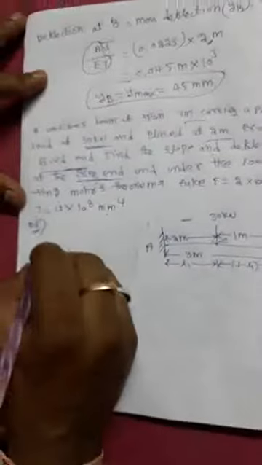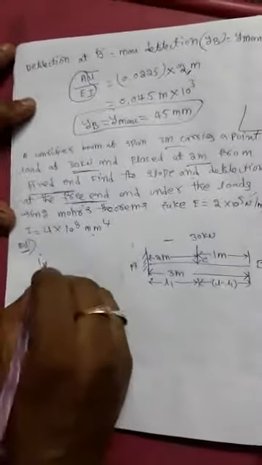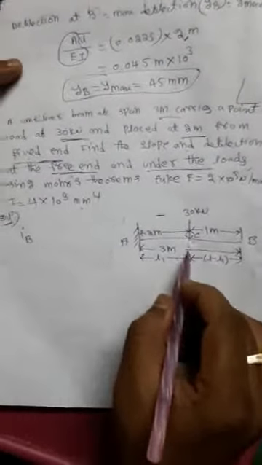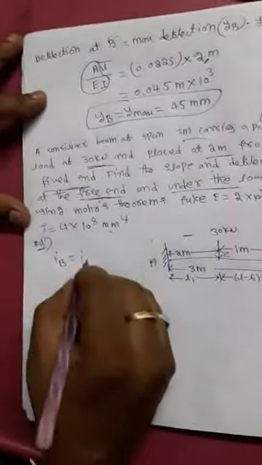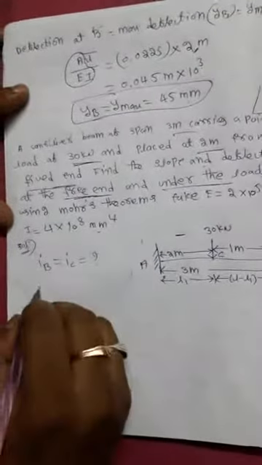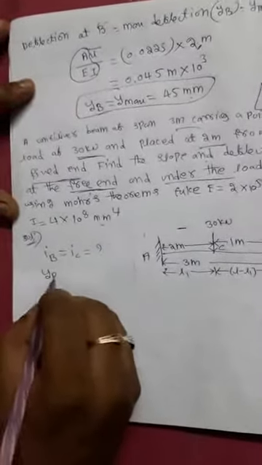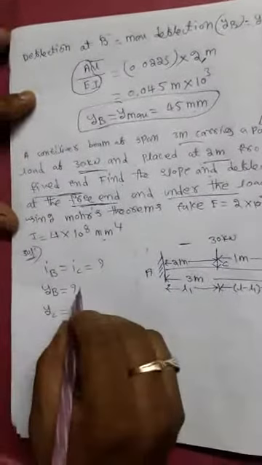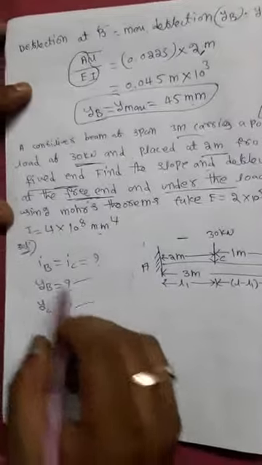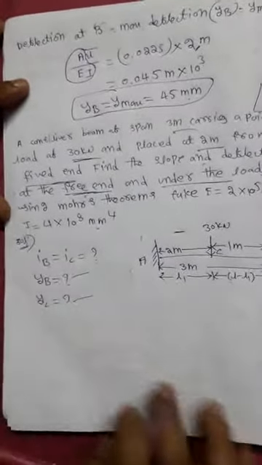Next, we find the slope and deflection at the free end and under the load. The free end is B, and the point under the load is C. So we need the slope at B and the slope at C, and next YB and YC, at the free end and under the load.